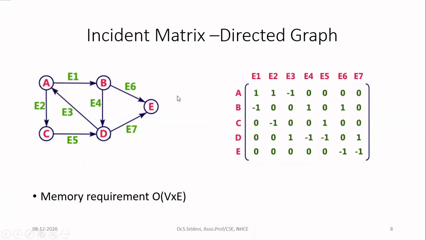Now let us see the memory requirement for this incidence matrix. The memory requirement is nothing but how many cells you are storing in the matrix. If I have V rows, V is nothing but how many vertices you have, and the number of columns is the number of edges. So you will have V cross E number of cells. So the memory requirement is order of V cross E. It depends upon how many vertices and how many edges you have. And when you have many connections among all the nodes, you will have a large matrix in case of this incidence matrix.